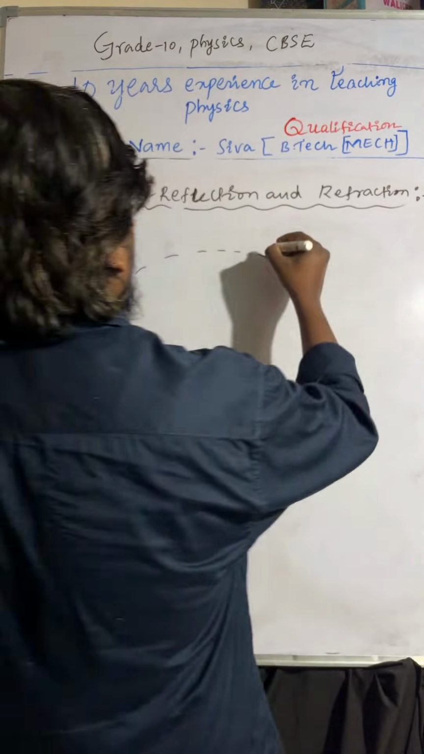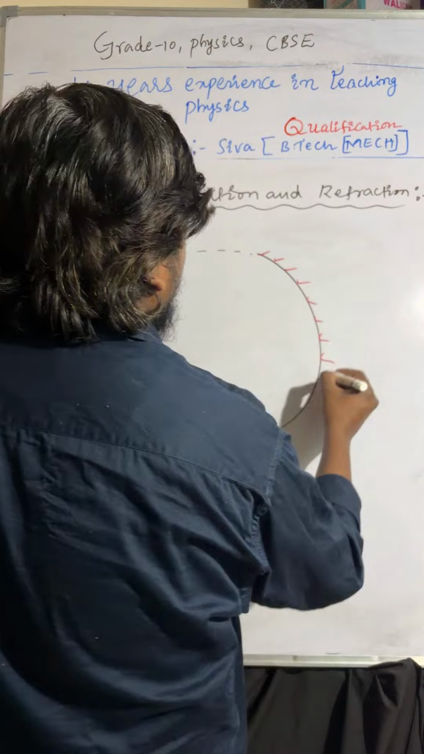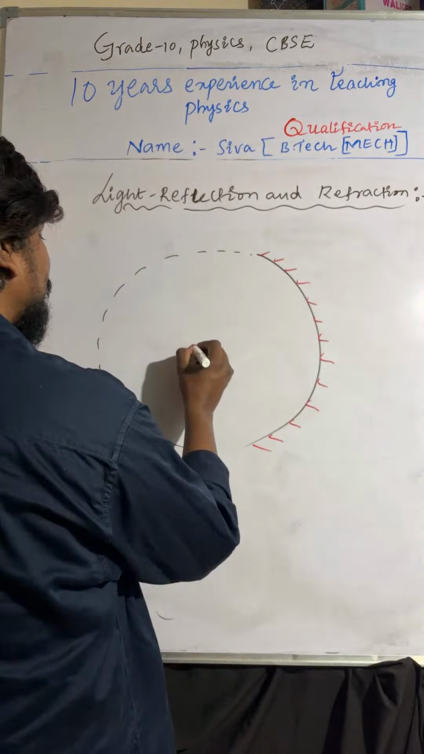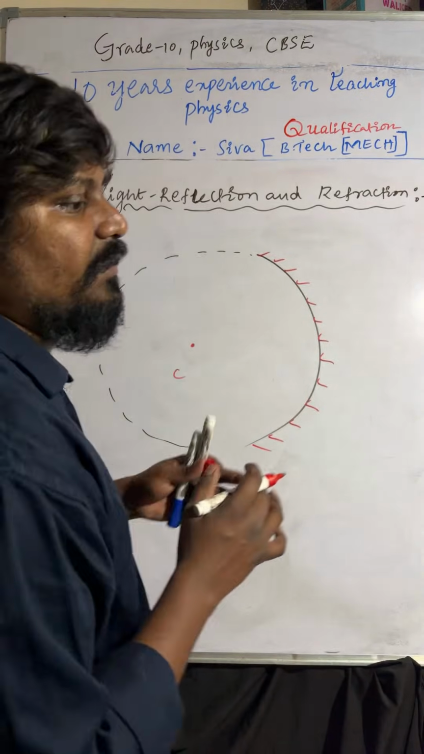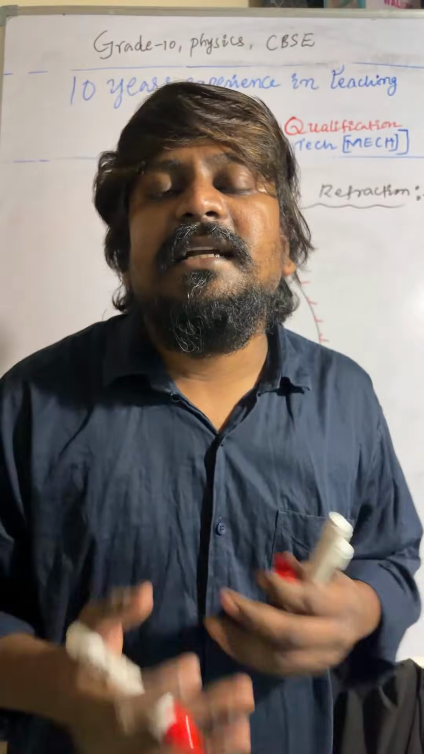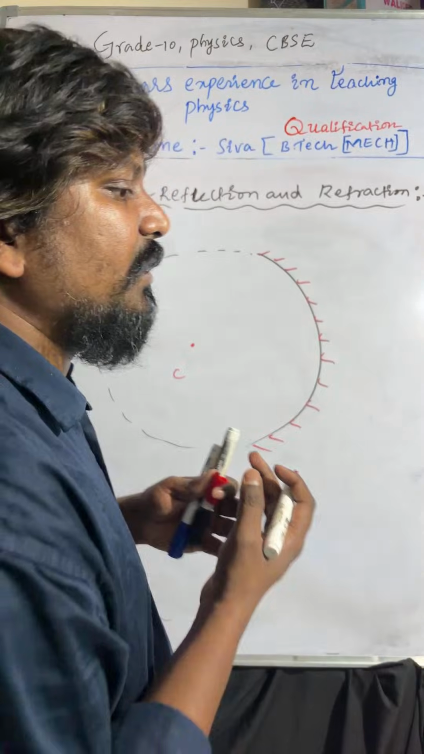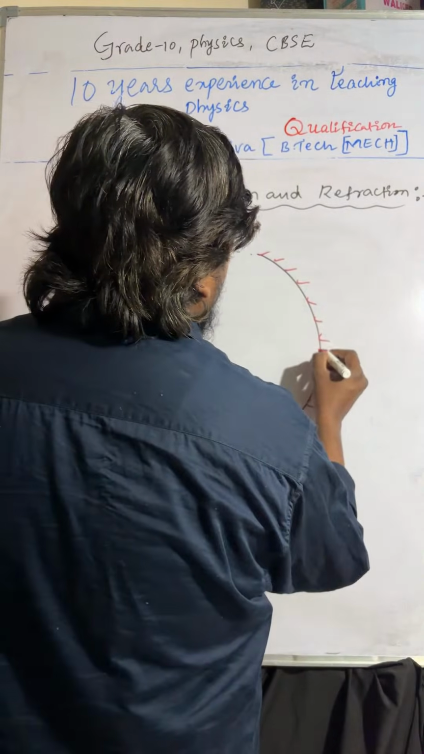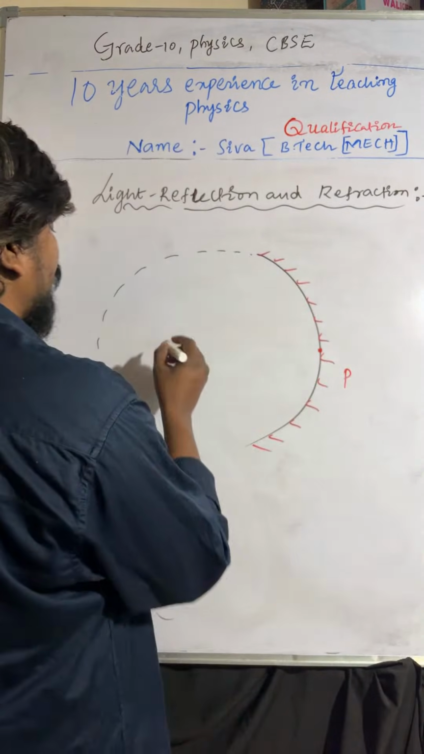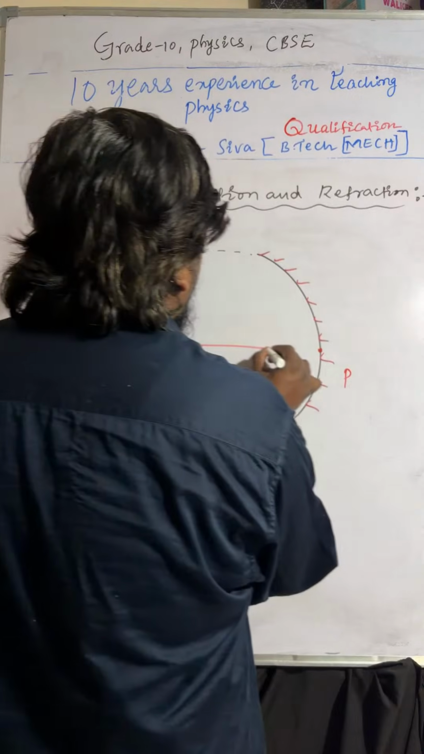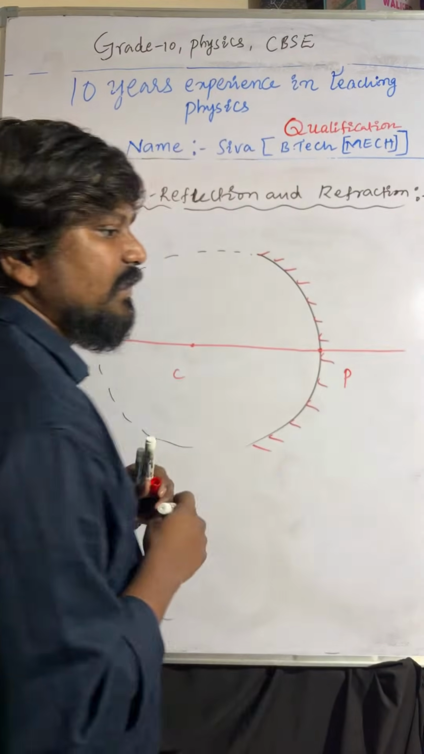Terms related to spherical mirror. Here you can observe the center of the imaginary sphere of which the mirror is a part. The midpoint of the mirror is called the pole. The line joining the center of curvature and the pole is called the principal axis.